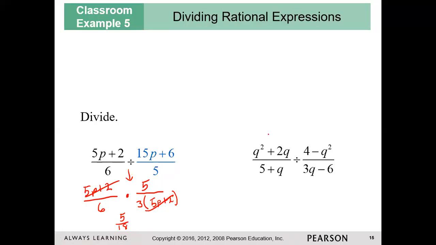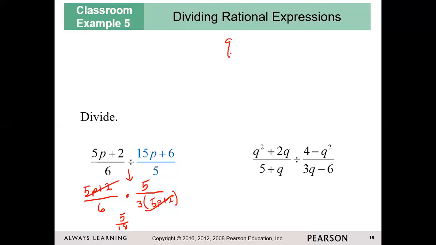All right, so let's go ahead and do this one. This one's a little bit more complicated, a little bit more work to do, but we should be able to do this one with a little struggle as well. So again, we're going to keep, change, and then flip. But as I'm keeping and rewriting, I might as well factor because we know that we need to factor as much as we possibly can.